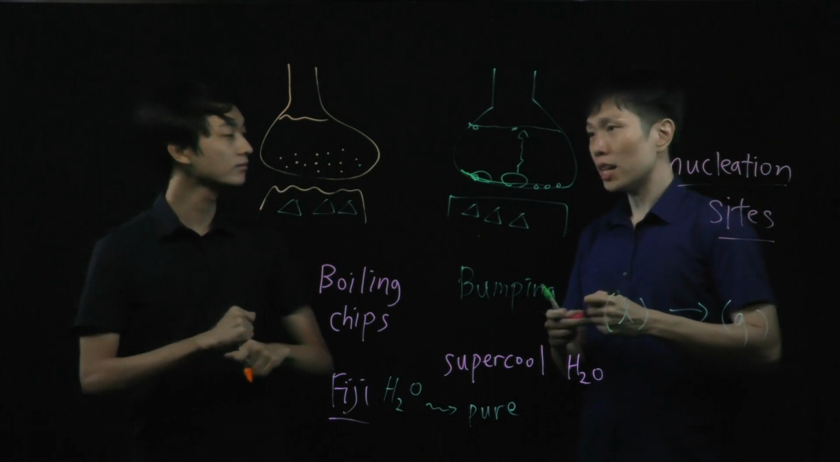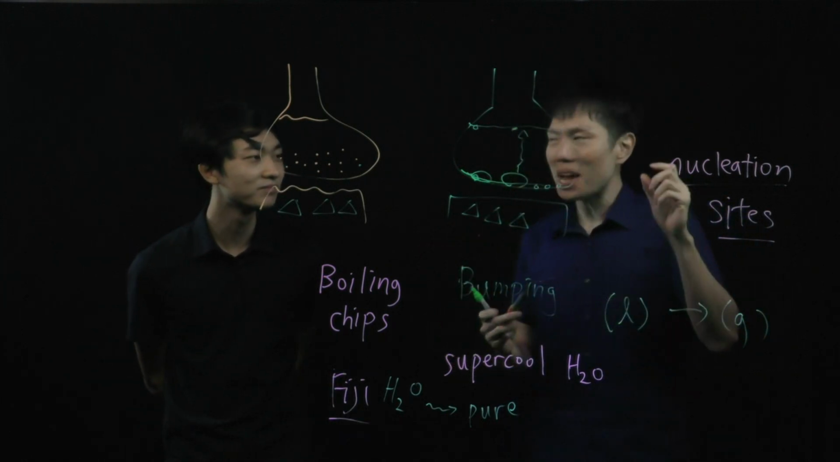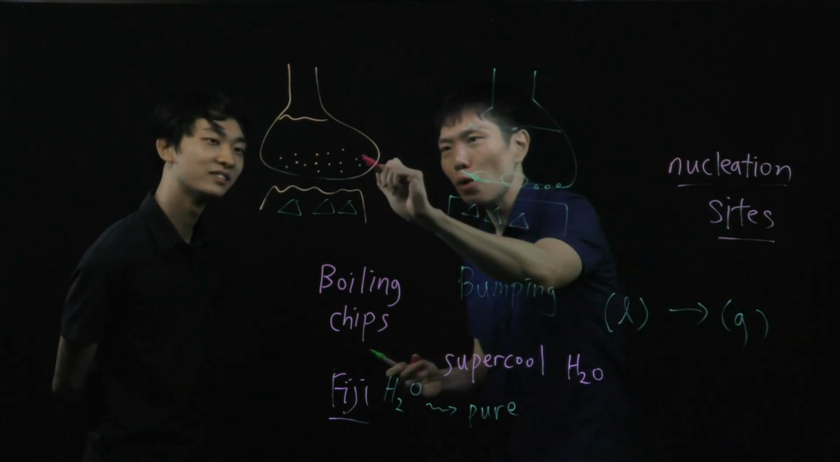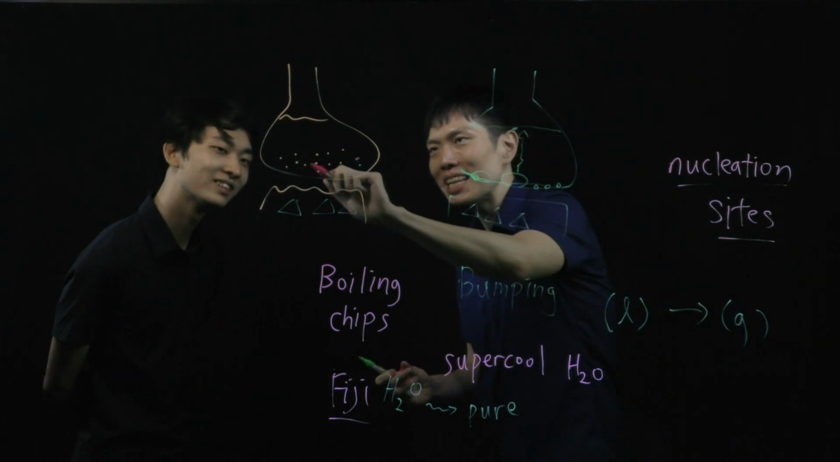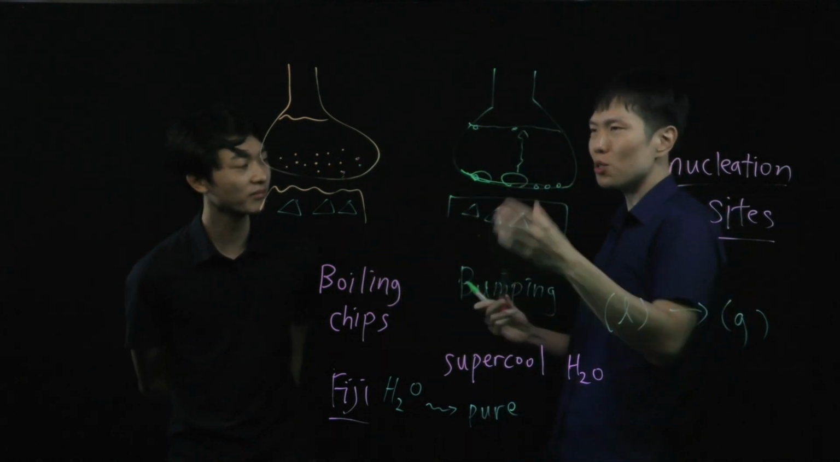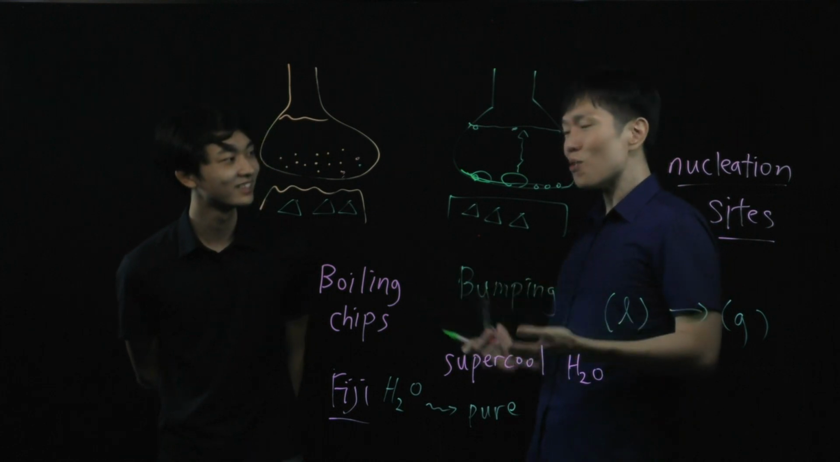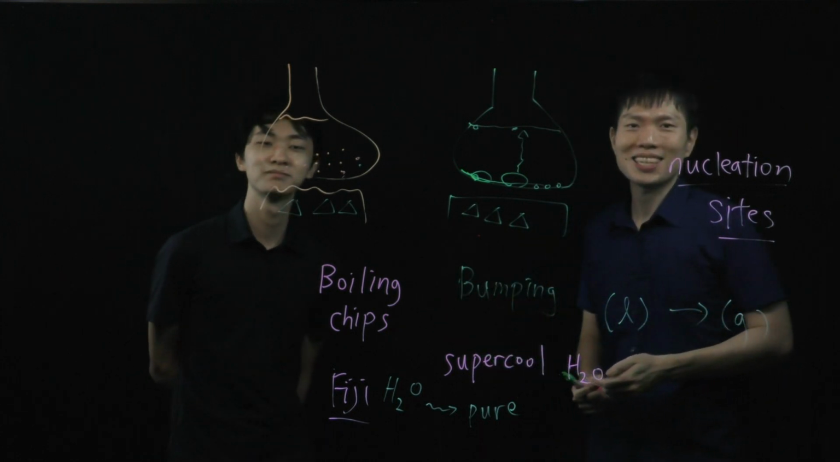Okay, so let's wrap this up. Adding boiling chips creates many nucleation sites, so small bubbles form at the base. Once they form, they escape. Therefore, when you have small bubbles, they don't rock the whole conical flask. So that's the reason why we add boiling chips when we heat liquid.